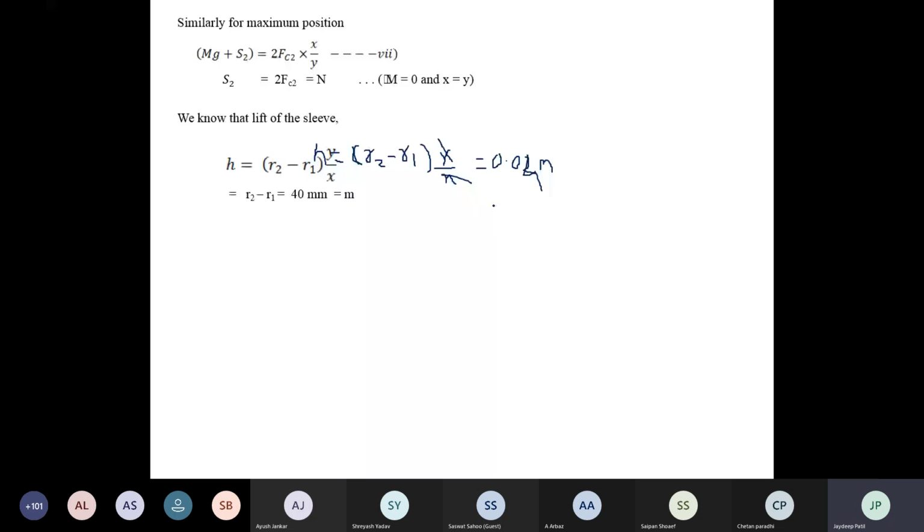Now you have to find out the thickness of the springs. How will we find the thickness of the spring? Net load S2 minus S1 upon deflection H. How much is our H? 0.04. How much is the thickness?